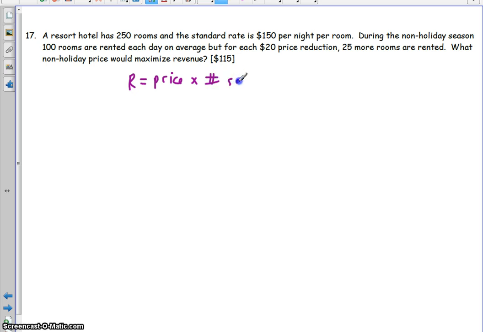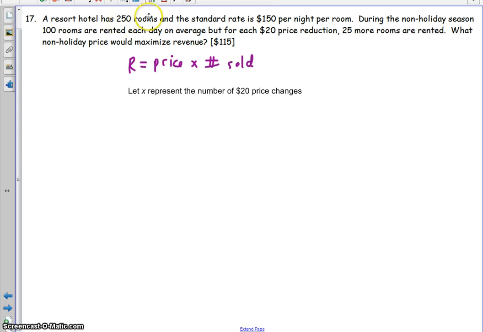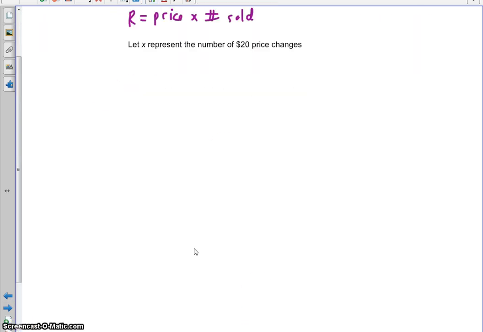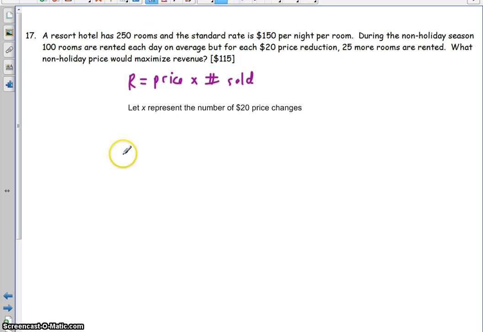The best way to set up this problem is to let x represent the number of price changes. Once we have that, creating the equation actually isn't too bad. We'll just deal with each part one at a time. Let's deal with the price first. We start off with a price of $150 per room, and every time we change the price, it's a reduction of $20. So our price goes down $20 for every price change, or 150 minus 20x.